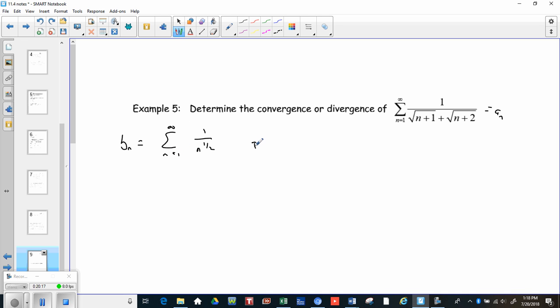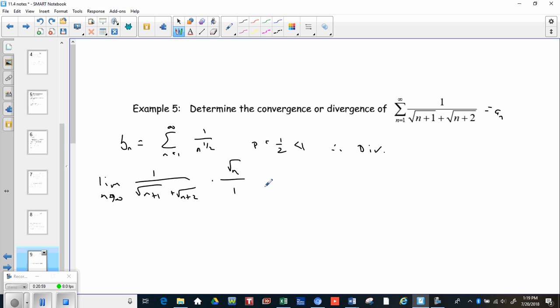This is a p-series, where p is 1/2, which is less than 1, and therefore this one is divergent. So when we take the limit as n goes to infinity of 1 over square root of n plus 1 plus square root of n plus 2 times the reciprocal of this, which is really the square root of n over 1, what you get is a square root of n over the square root of n plus the square root of n as your dominant terms. Again, these plus 1 plus 2 is not part of the dominant term.